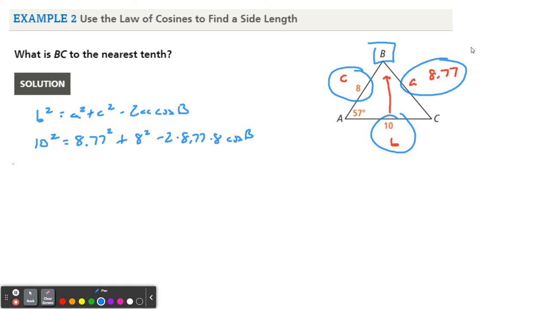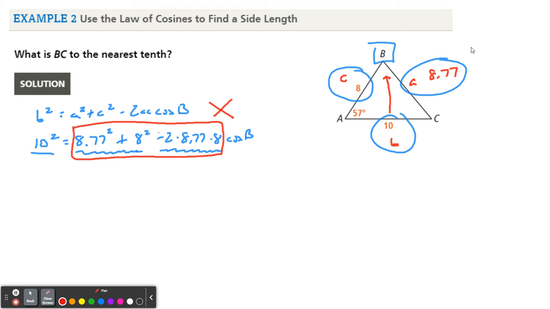So here's how we're going to handle this. There are three parts. The 10 squared, the 8.77 squared plus 8 squared, and the negative 2 times 8.77 times 8. This right here cannot be combined. And that is because this term right here is connected to the cosine of B. These are not like terms because this has a cosine of B and has a variable. These ones don't. So we're going to do three parts.